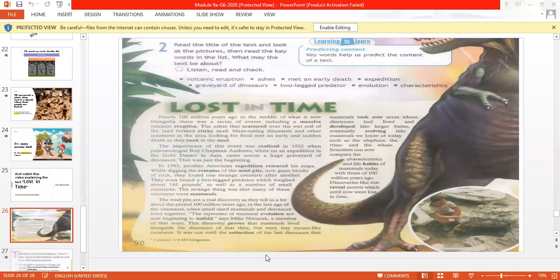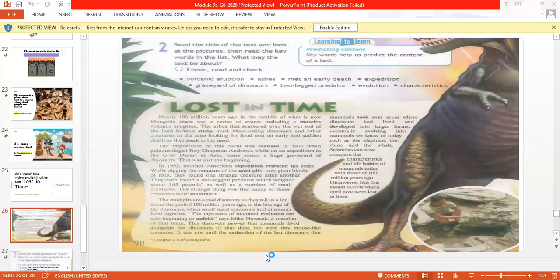It wasn't until the extinction of the last dinosaur that mammals took over areas where dinosaurs had lived and developed into larger forms, eventually evolving into mammoths we know of today, such as the elephant, the rhino, and the whale. So guys, if you check Google, see the evolution of the elephants, the rhinos, and the whales, and the time of dinosaurs, what was the size of these animals. You will find them something very small.